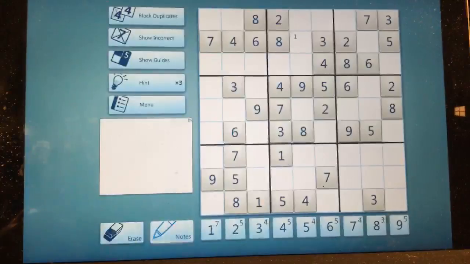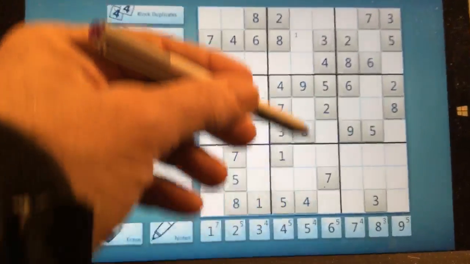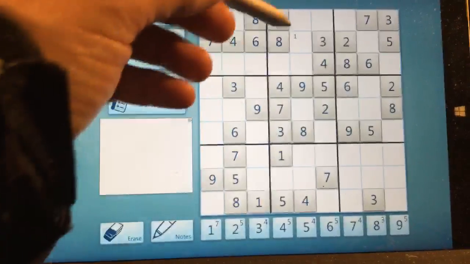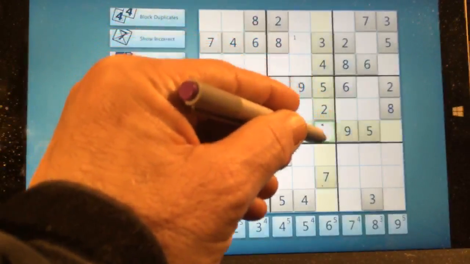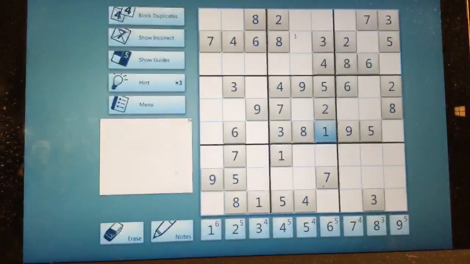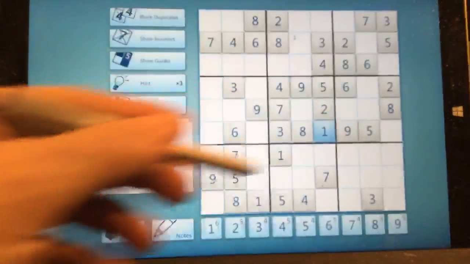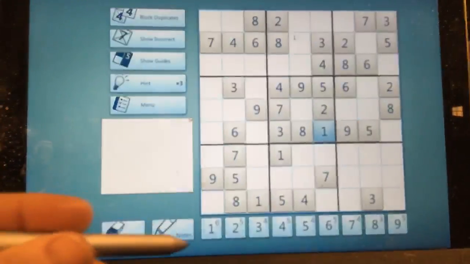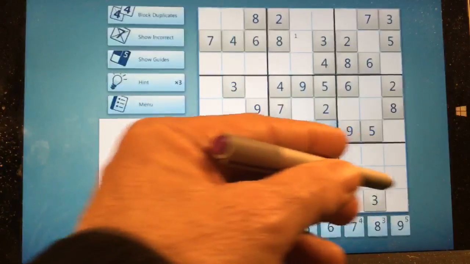So let's see if we can solve for the rest of the 1s. Okay, now let's go to the middle column of boxes. 1's on the left, 1's in the middle. So this 1 here has to be right there. All right, this is exciting stuff. Let's go to this bottom row of boxes. 1's on the bottom, 1's on the top, 1 has to be in the middle. Uh-oh, not enough information.